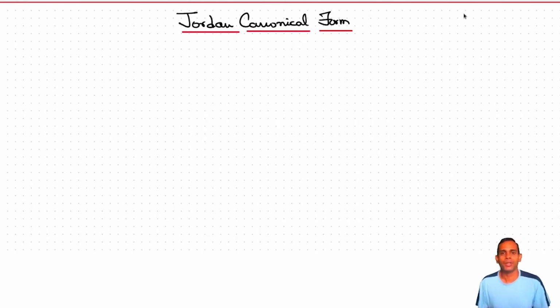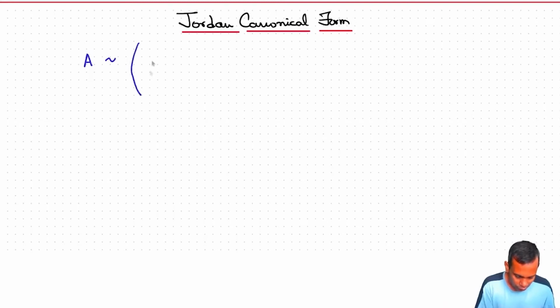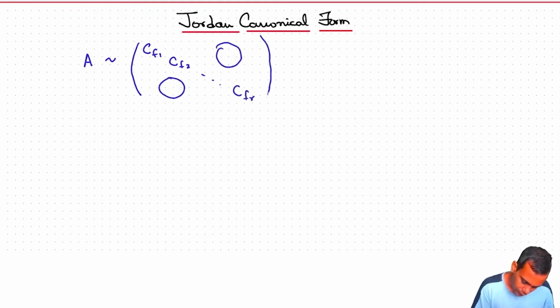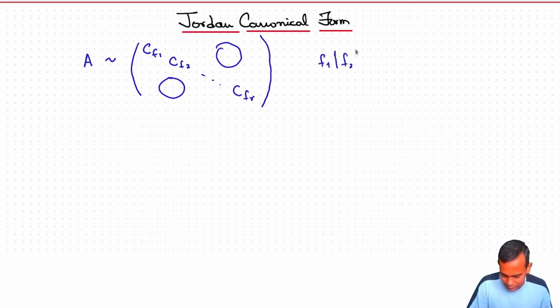What it says is that every matrix A, of course with entries in some field, is similar to a unique matrix of the form CF1, CF2, up to CFr, and zeros everywhere else. This is a block diagonal form, where f1, f2, ..., fr are polynomials with f1 dividing f2 dividing ... dividing fr. And CF is the companion matrix of the polynomial f, which is defined to be the matrix of the following form.